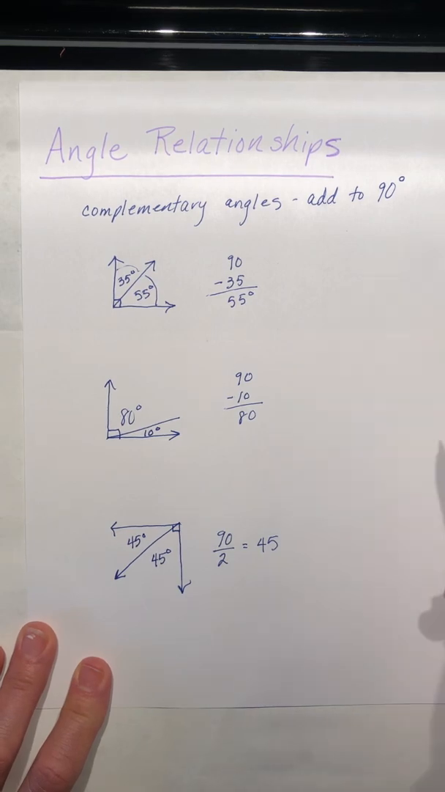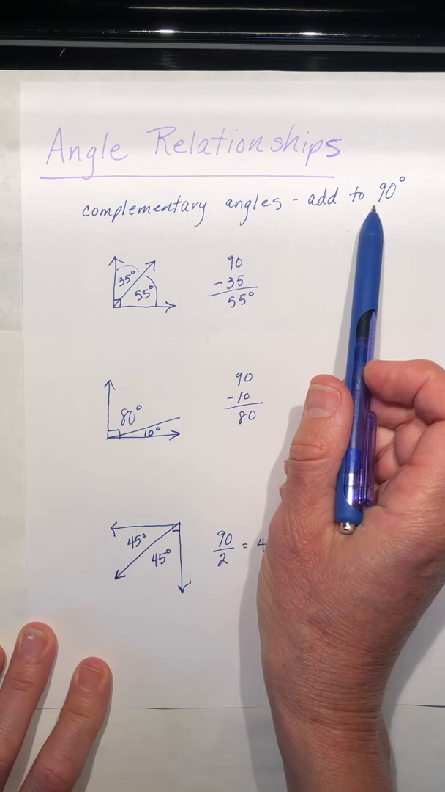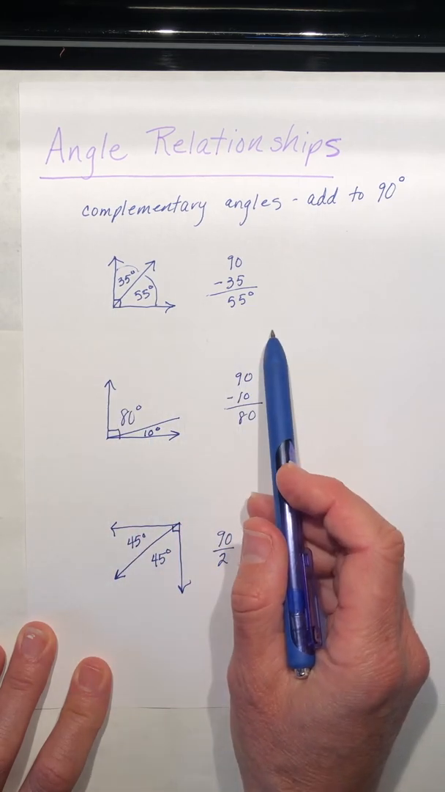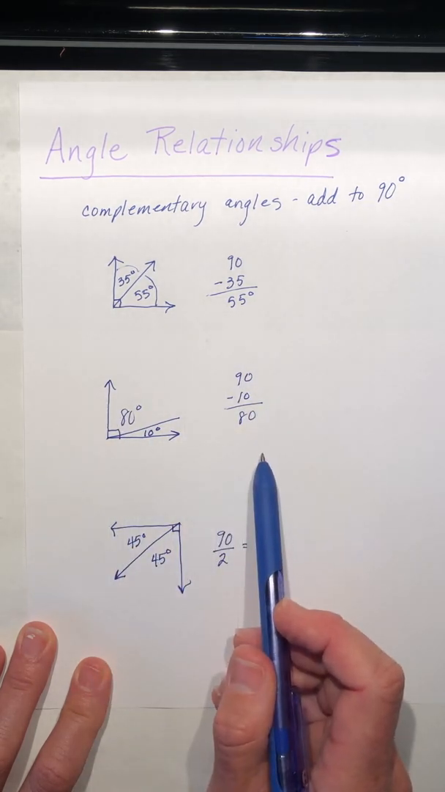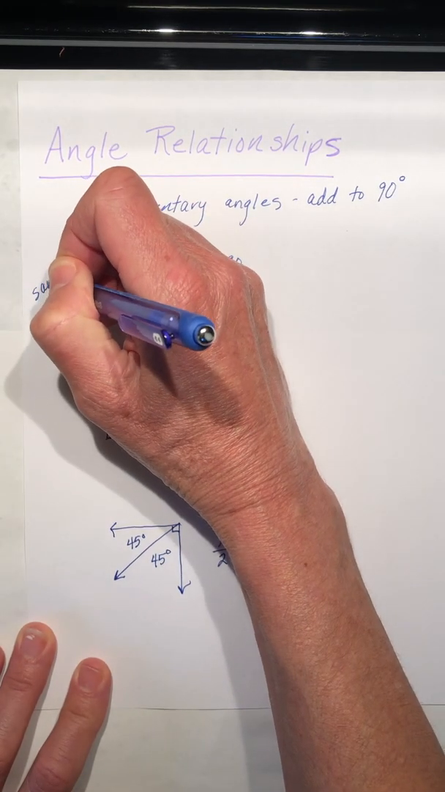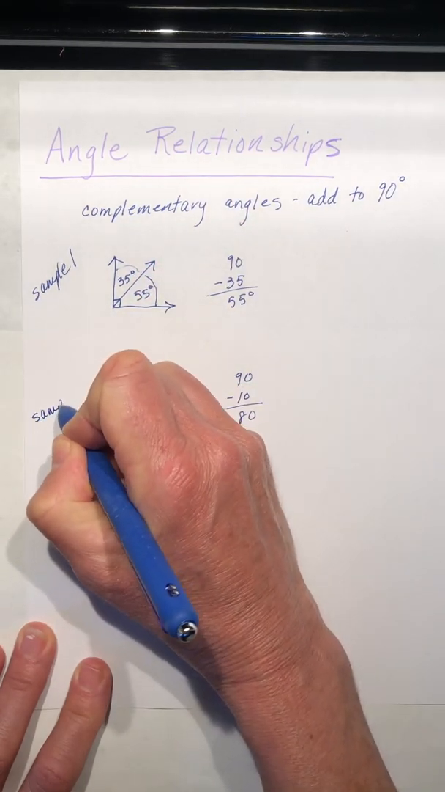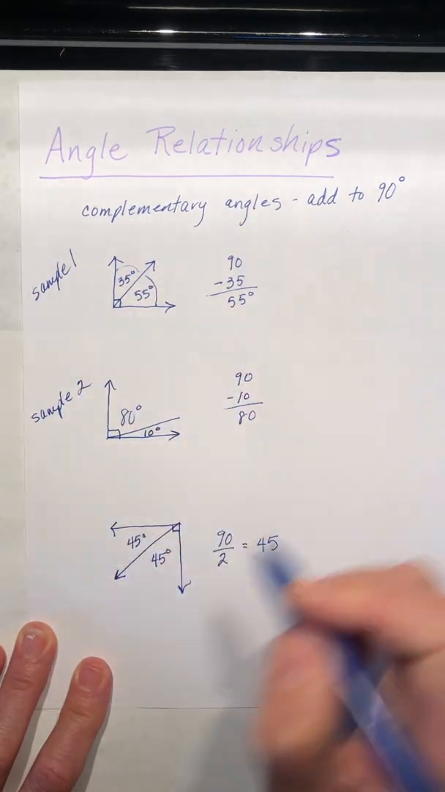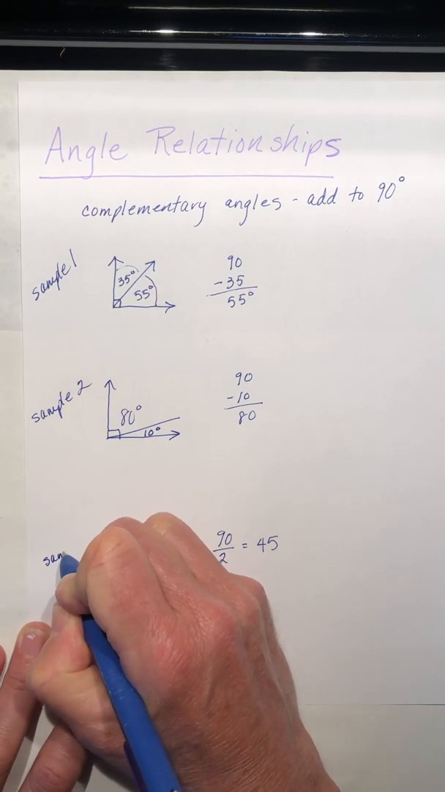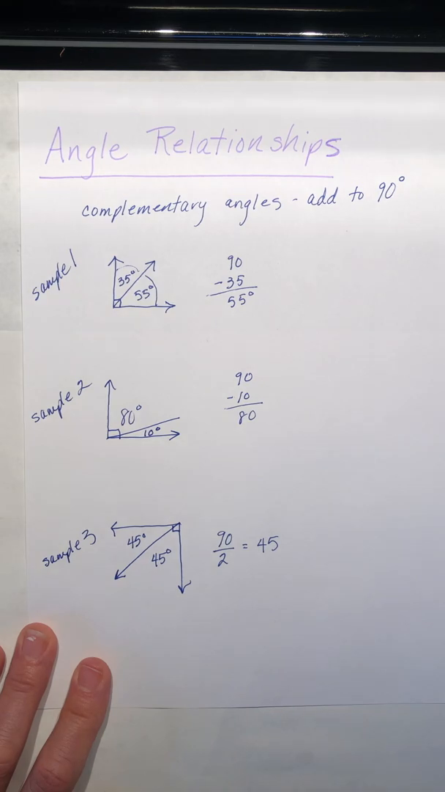So you should have all of this on your paper. Angle relationships, complementary angles add to 90 degrees. You should have this sample, and this sample, and this sample. So I should label these. Sample 1, sample 2, sample 3. Okay, so complementary angles.